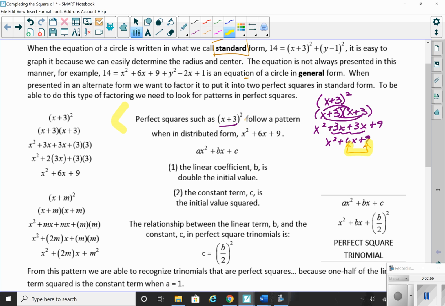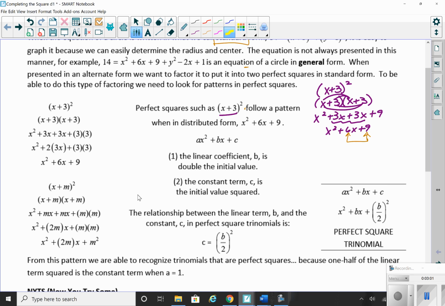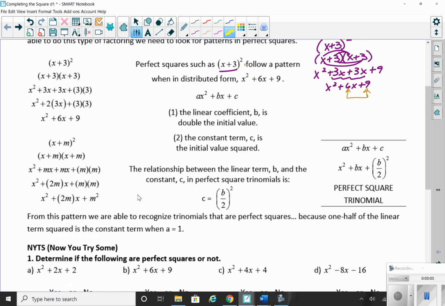And that's kind of what they're talking about over here, if you want to kind of read that over. So one thing that we noticed in our perfect square trinomials is that the c value, right, the constant, the number by itself, was equal to b over 2, the quantity squared, if it was a perfect square trinomial, right? That was that relationship or pattern we saw in perfect square trinomials.